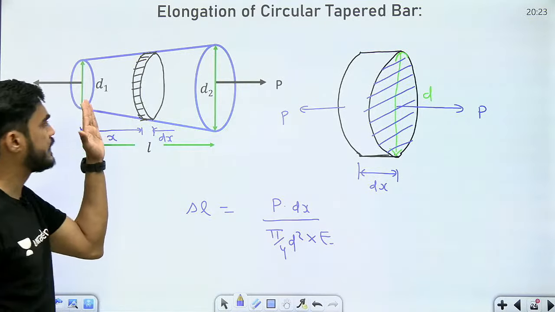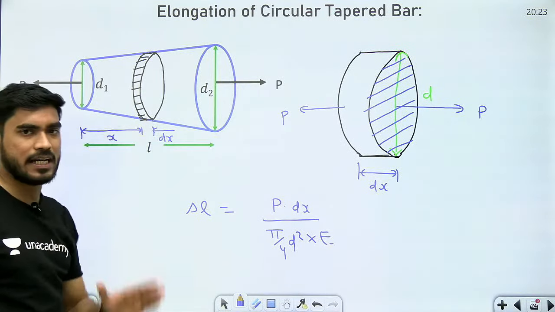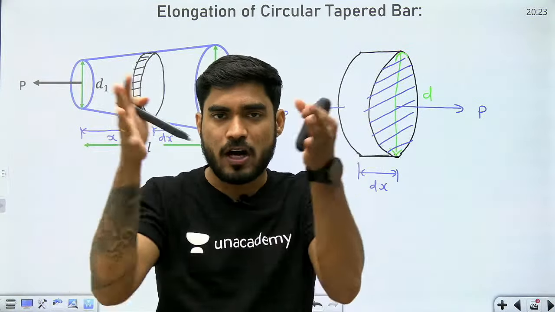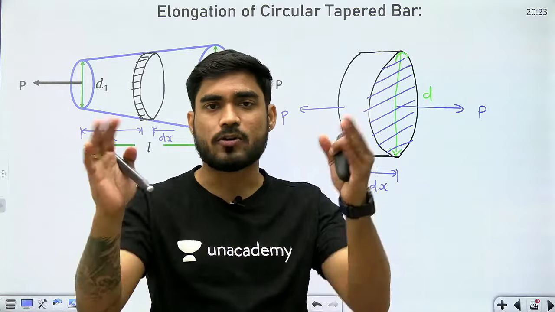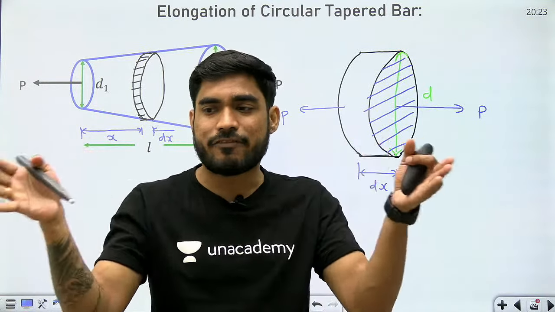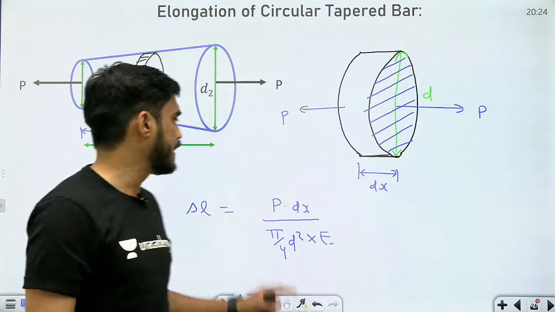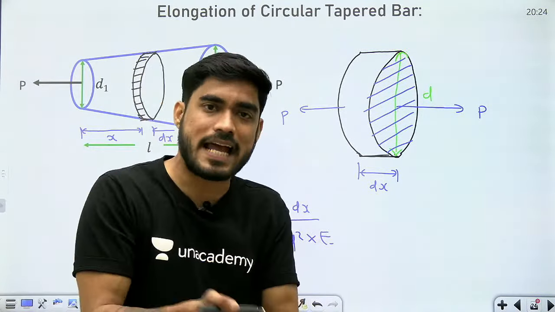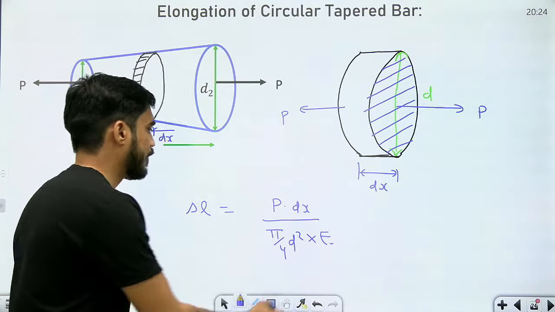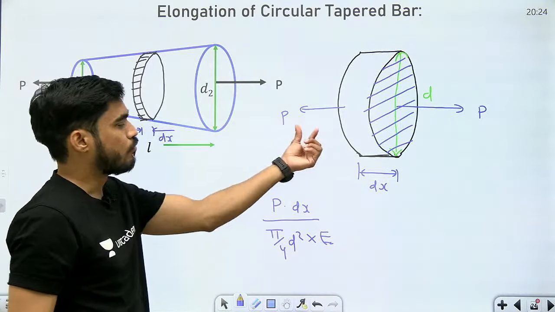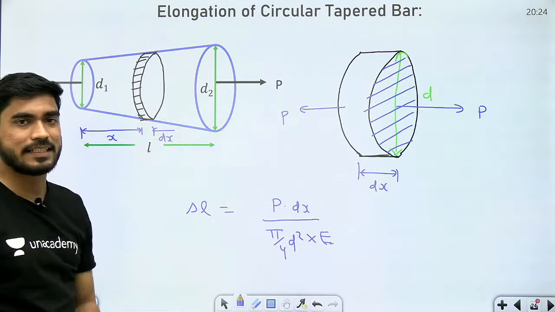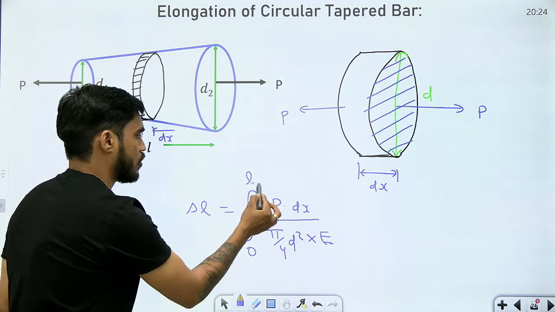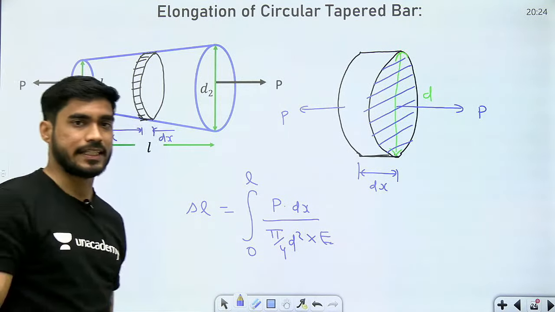And beta, how many pieces will you have? From here to here, we will have infinite pieces. So if I add the change in length of all these pieces, I will get the total change in length. Now adding infinite pieces means what? Integrating, right? Integrating means addition of infinite pieces. So if I add the change in length of very small infinite pieces like this, I will get the total change in length. Means if I integrate this equation from 0 to L, I will get the total change in length.